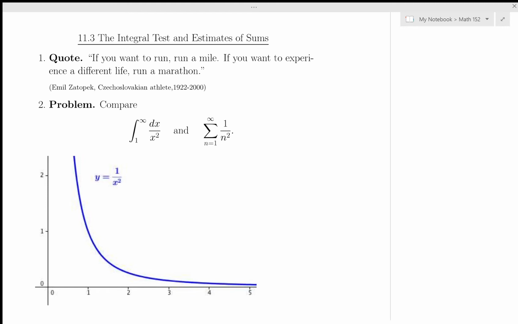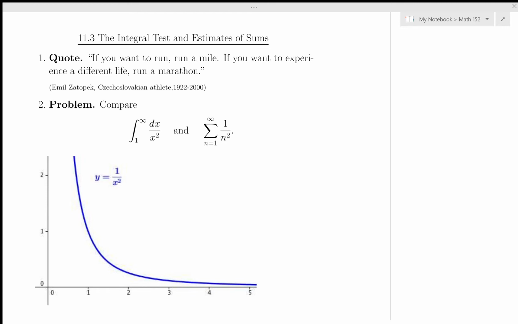So what we're going to do in this lecture is see that we can use the integral that is analogous to, or matches, the particular infinite sum we're looking at, and we can use that to get an estimate of the sum. We can use it perhaps to bound the sum, and perhaps even to see if the series converges. So let's take an example to start this.